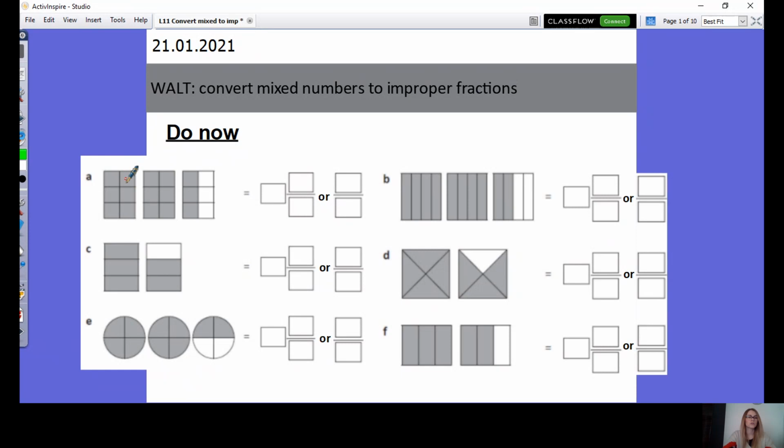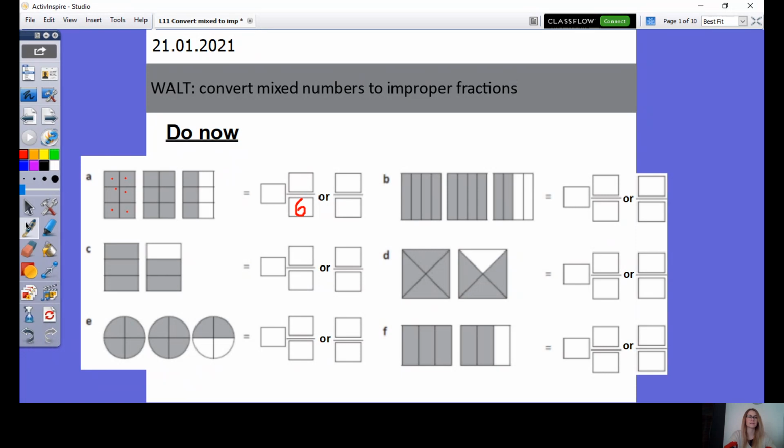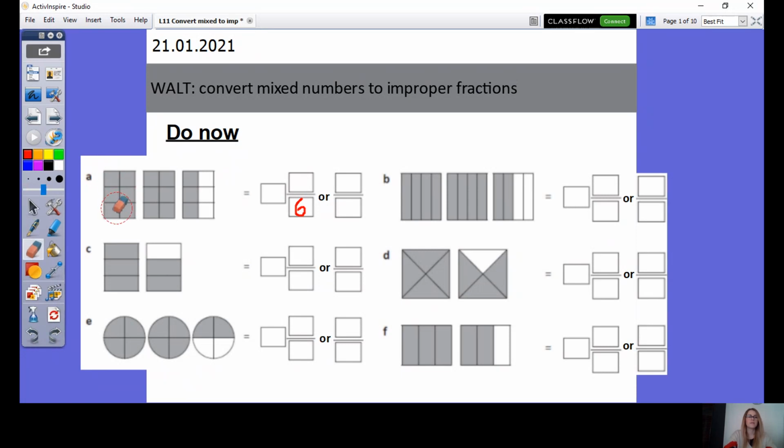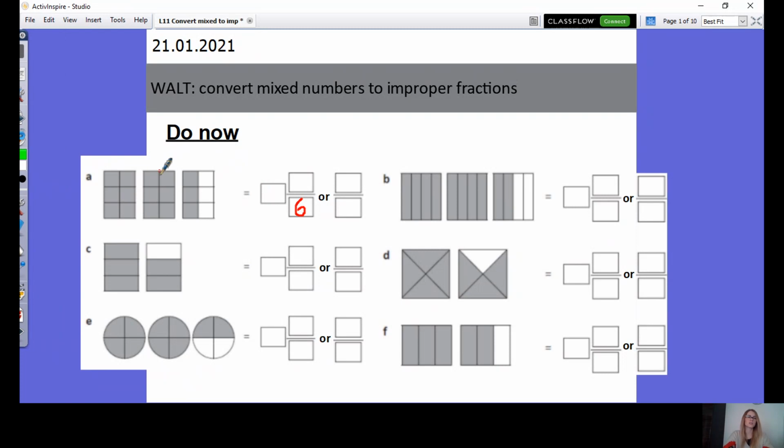So I have 1, 2, 3, 4, 5, 6 parts in total. Remember, I'm only counting for one of the wholes. So I've got 6 parts because each one is broken up into 6 parts. Then I need to think about how many wholes there are. How many wholes are shaded? So I know there are 2 wholes shaded. This one's not all shaded, so that is not a whole. So my whole number is 2.